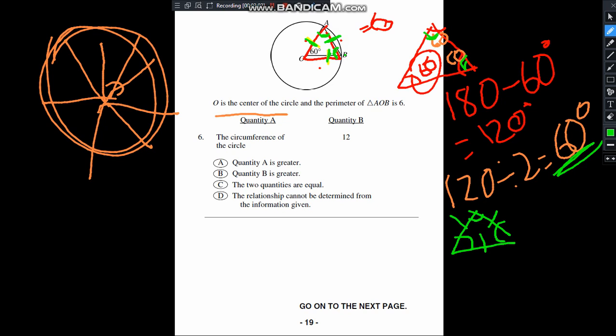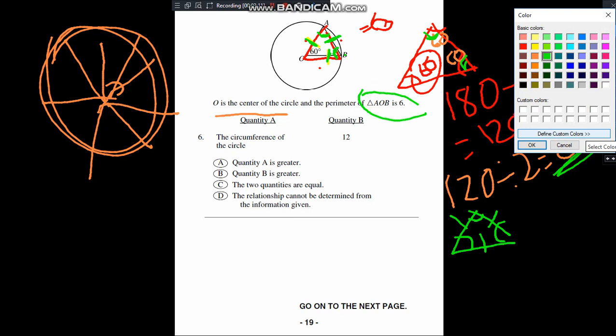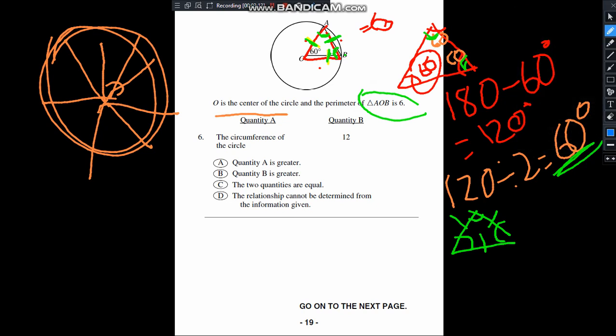Okay, so since they're all 60 degrees, that means each of the sides are the same, so each of the sides are 2, because 6 divided by 3 equals 2. And that's the side, so 2, 2, 2, and there's a 60, 60, 60, which I'm not going to draw because there's too little space.